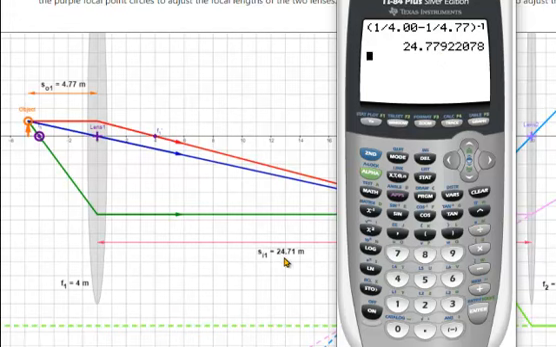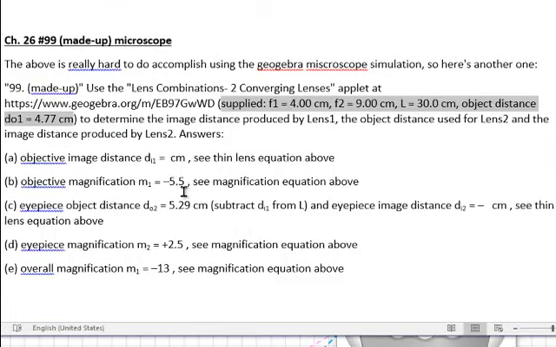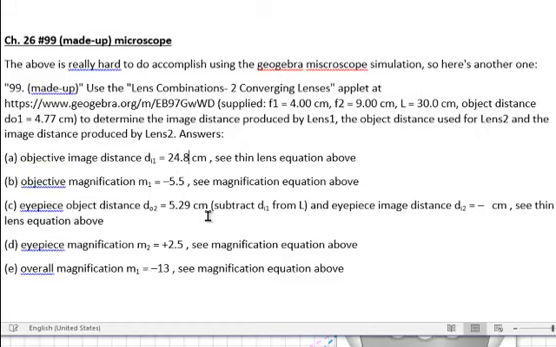In her applet she has 24.7 centimeters. Could be a little bit of rounding for her behind the scenes in her GeoGebra applet. That's why she's a tiny bit off there. Okay, so I'm going to go over here. I'm going to plug that in here. So 24, yeah, this is my made up one, so I'm going to call it 24.8 centimeters.